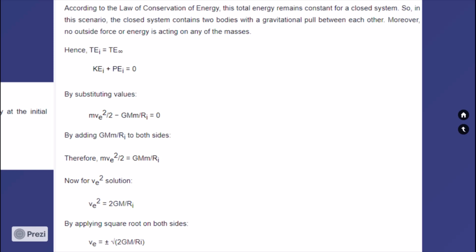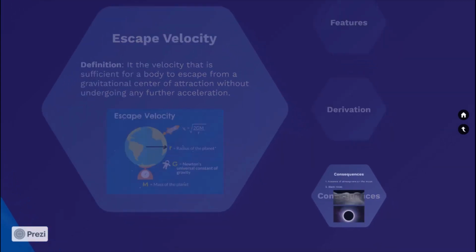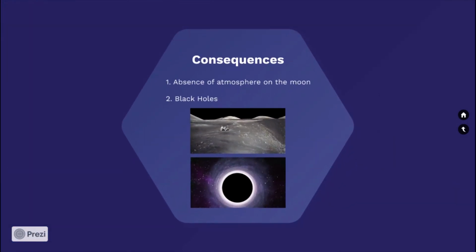Therefore, when we make ve the subject, we get the equation of the escape velocity, that is, escape velocity is equal to the square root of 2 G M by ri. Next, we have the consequences of escape velocity. There are mainly two consequences of escape velocity, which are as follows.